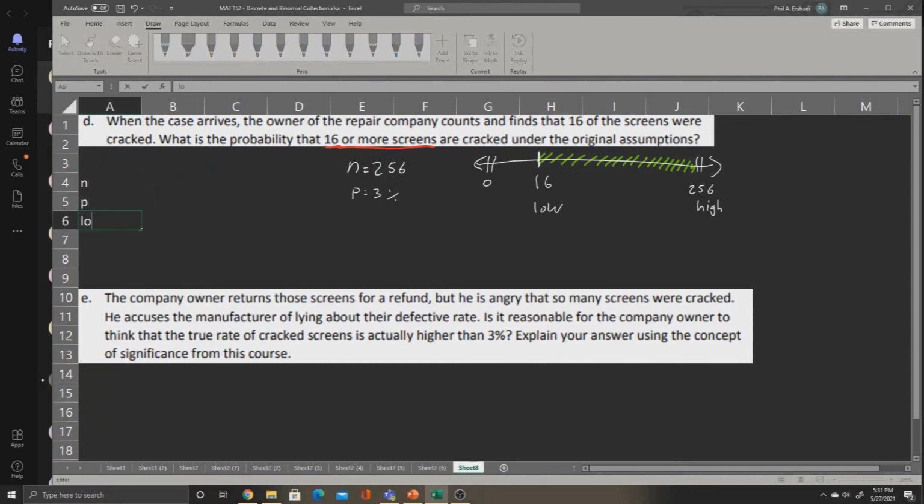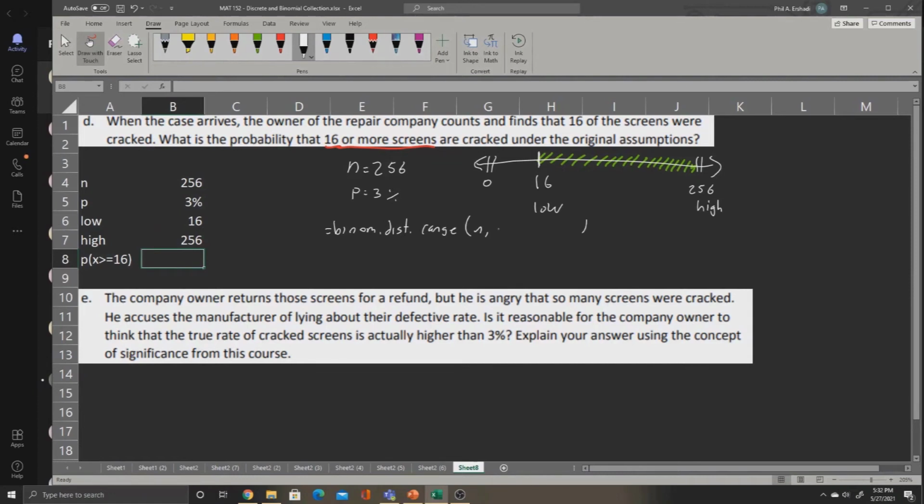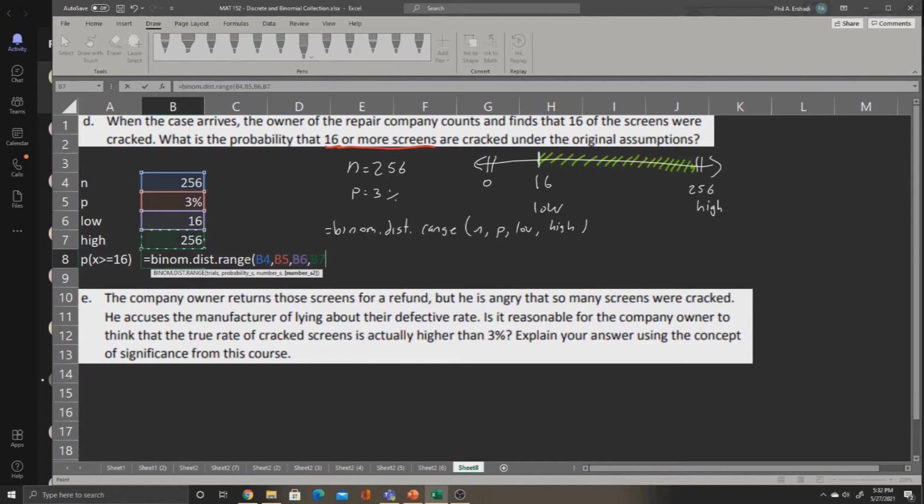Let's make our entries, and we can find the probability of X being greater than or equal to 16. N will be 256, P will be 3%, the low value will be 16, and the high value 256. Once again, we will use binom.dist.range. And once again, the order is N, P, low, high. So we'll type that into this box. Click on the N, comma, P, comma, low, comma, high. Close the parentheses and press enter, and we get 0.005.